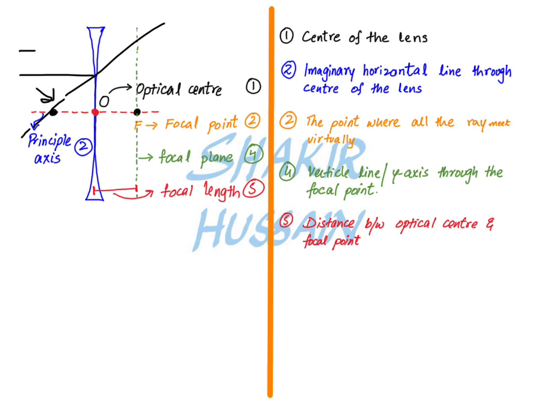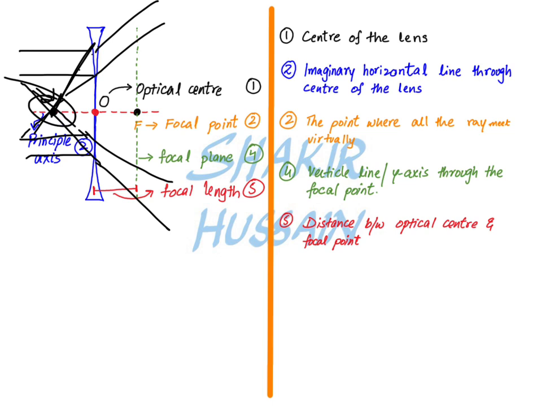If there's another ray coming here parallel to the principal axis, it will diverge. Right? But when you trace back, it should pass through the focal point. A light ray coming parallel to the principal axis will diverge, but when you follow it back, it should pass through the focal point. Right? So this is a diverging lens.